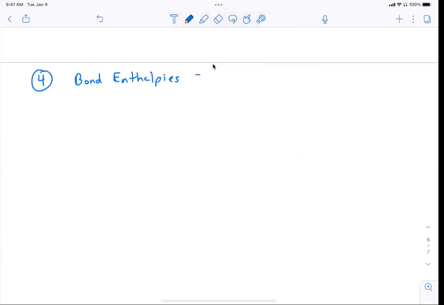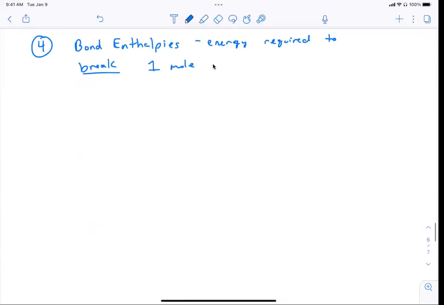Definition of bond enthalpy: energy required to break 1 mole, just visually to separate the ideas.